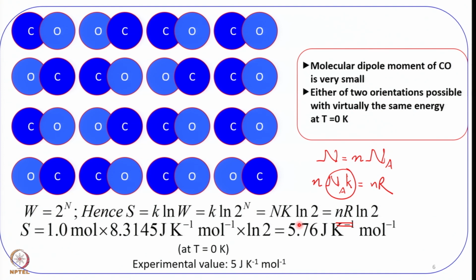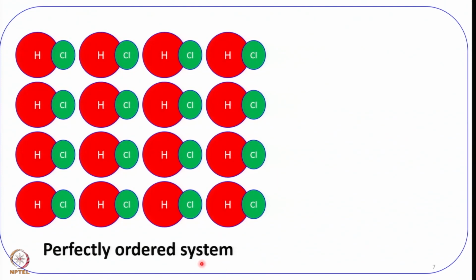The experimental value is 5 joules per Kelvin per mole, so there is a good agreement between the experimental value and the calculated value. I hope with this example the meaning of residual entropy is relatively clearer. Now let us take an example of another molecule, HCl, hydrogen and chlorine.